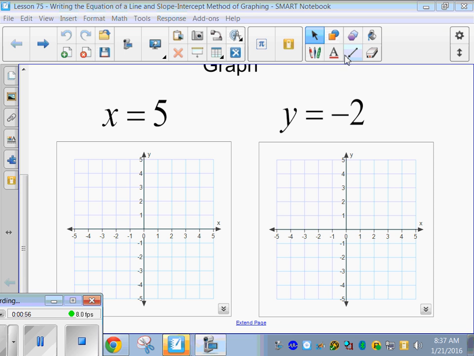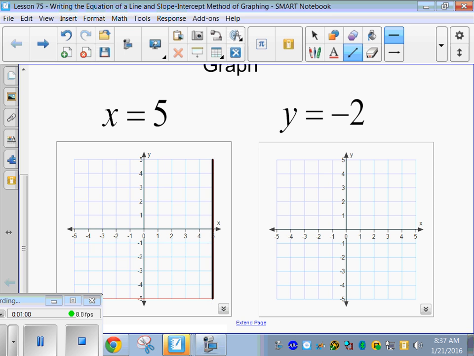So for x equals 5, you guys should get this line right here. Cuts through the x-axis at 5, right? And for y equals negative 2, we should get this line right here. Cuts through the y-axis at negative 2. Okay.